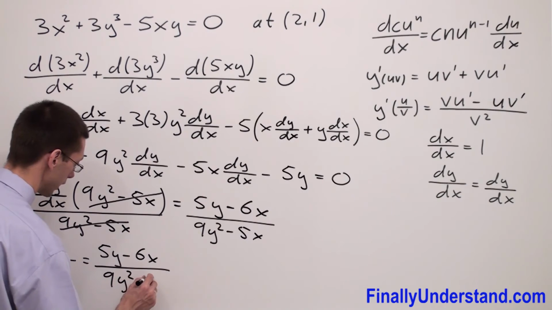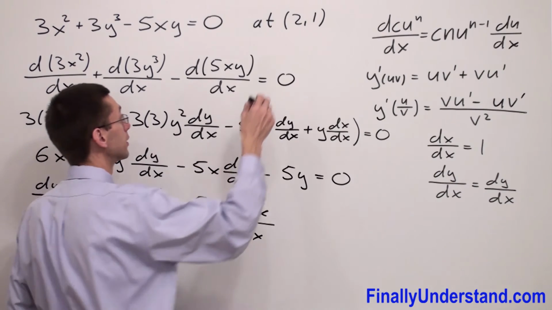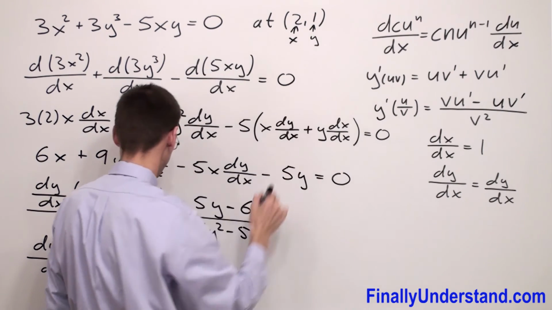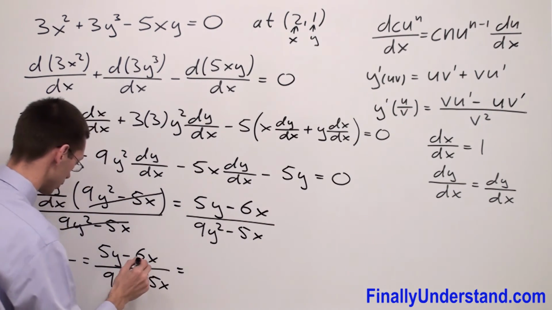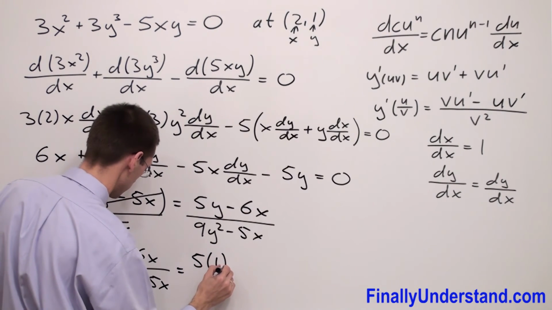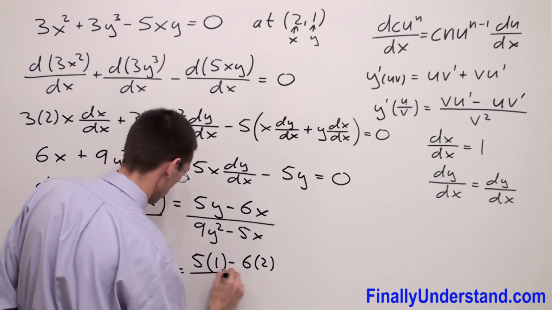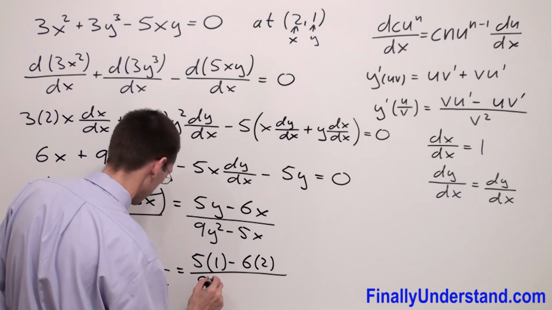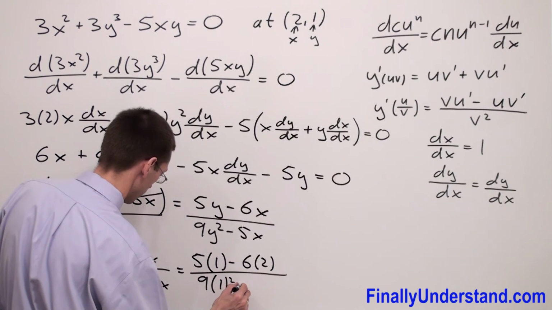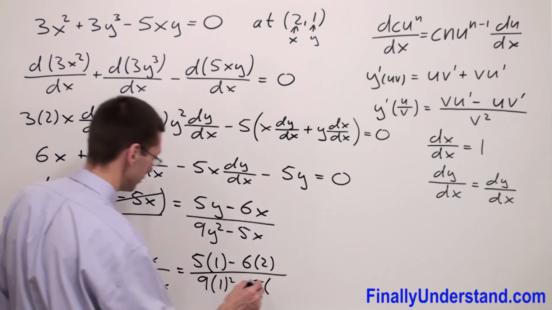over 9y squared minus 5x. Now we're supposed to substitute the variables by the numbers. Don't forget that 2 is the x coordinate and 1 is the y coordinate. So I'm supposed to write 5 times y, which is equal to 1, minus 6 times x, which is equal to 2, over 9 times 1 to the second power minus 5 times x times 2.